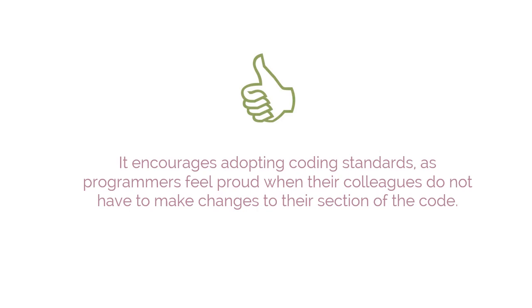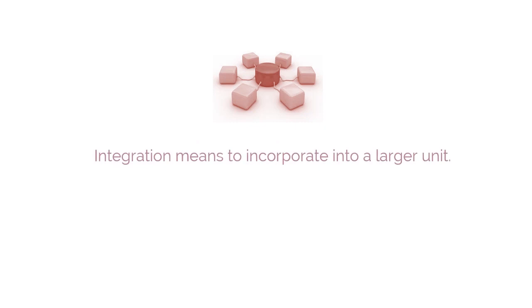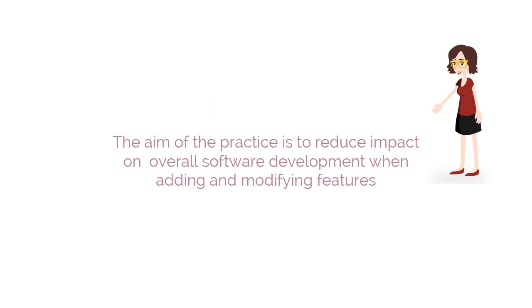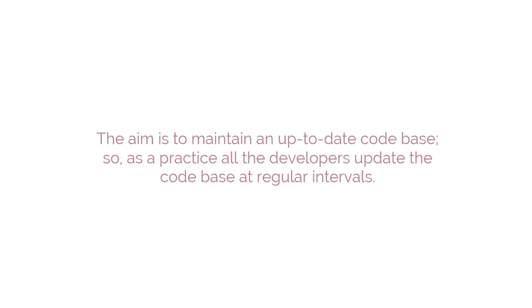And the last practice under developer practices is continuous integration. As we know, integration means to incorporate into a larger unit. The practice of continuous integration follows a similar principle, and the aim of the practice is to reduce the impact on the overall software development when adding and modifying features. XP requires the creation of a code repository or a code base where the team maintains the source code for the project. The aim is to maintain an up-to-date code base.